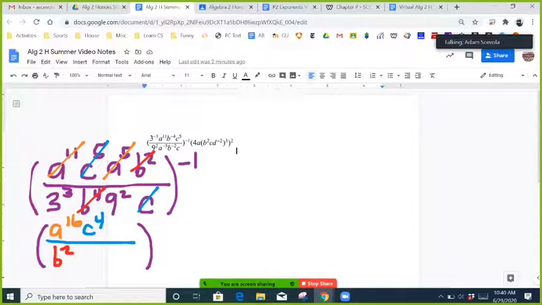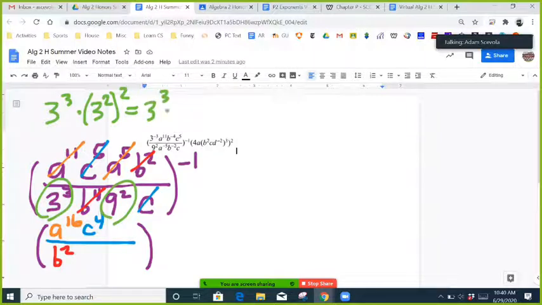And then 3 to the 3rd times 9 squared, you could just multiply them with the calculator as one big number, or you could rewrite 9 as 3 squared. Since it's 3 squared squared, it's really 3 to the 4th. So it's 3 cubed times 3 to the 4th, and we get 3 to the 7th in the denominator. That would be the best way to do it without a calculator. But if you do have a calculator, you could just write whatever 3 to the 7th is as a big number.